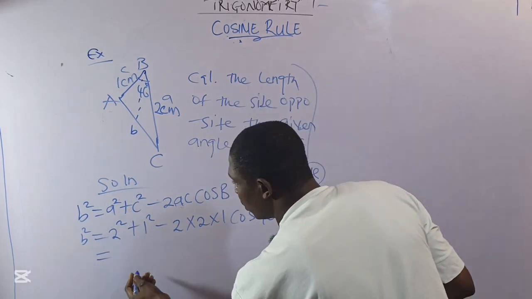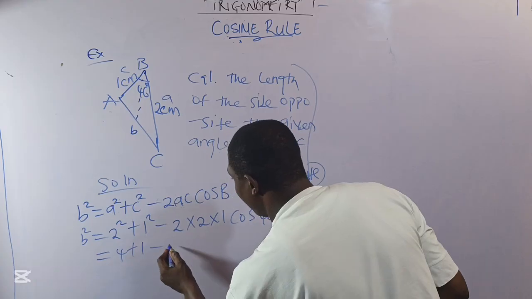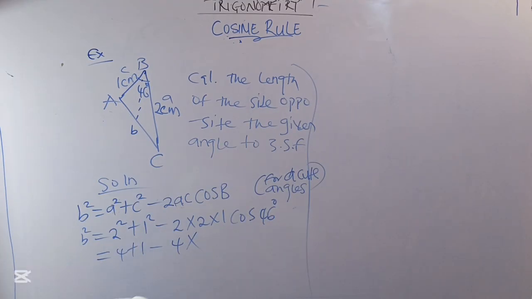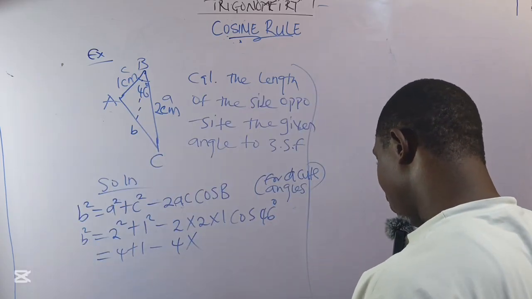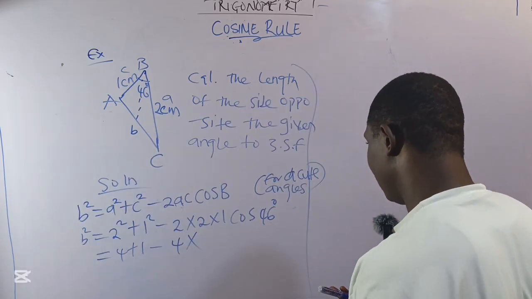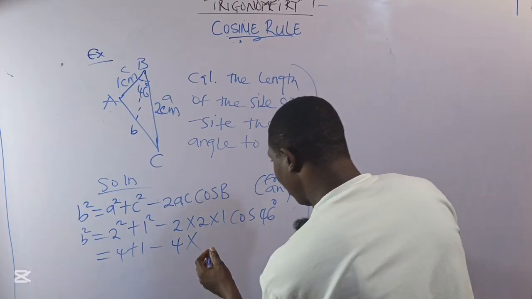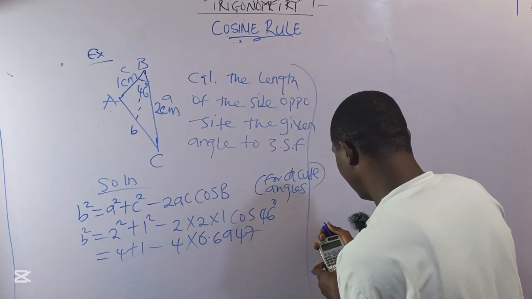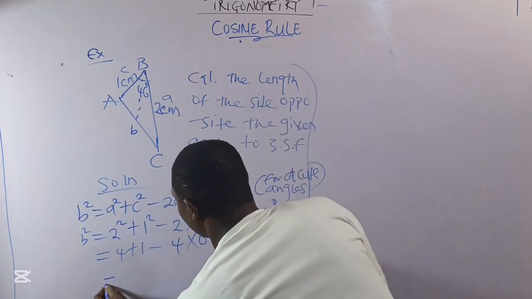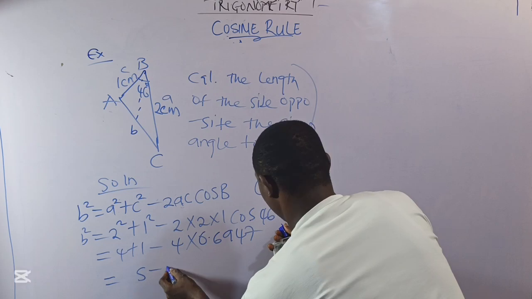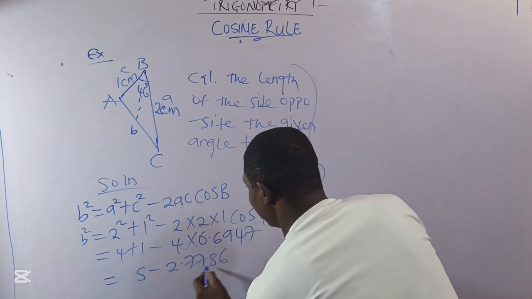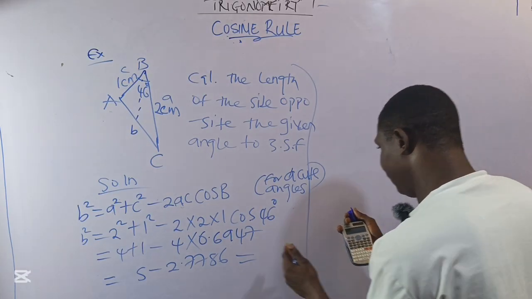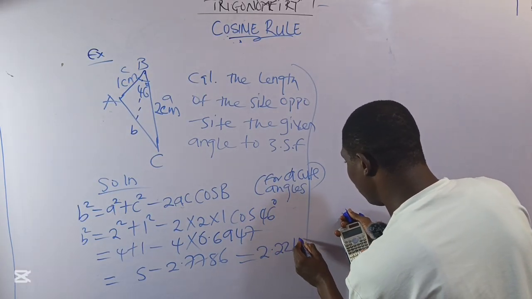Now, I have my b square to be equal to 2 square is 4, 1 square is 1, minus 2 times 2 times 1 will give me 4 times the value of cos 46. Cos 46 gives me 0.6947. So multiplied by 4, I have here 5 minus 2.7786, which will be equals to 2.2214.